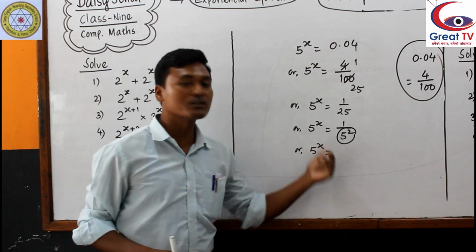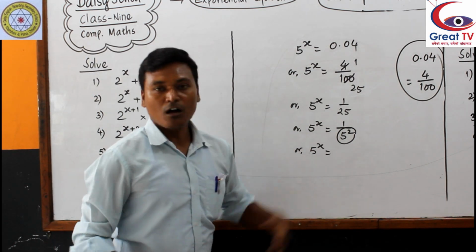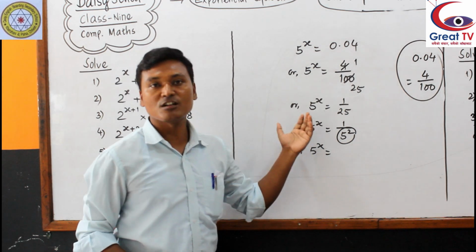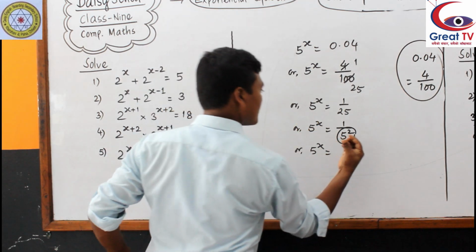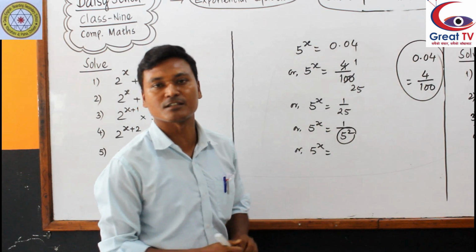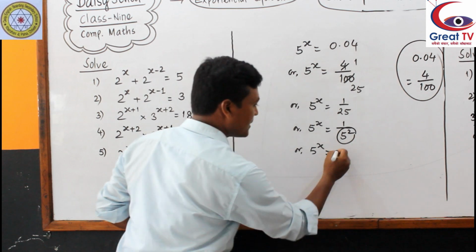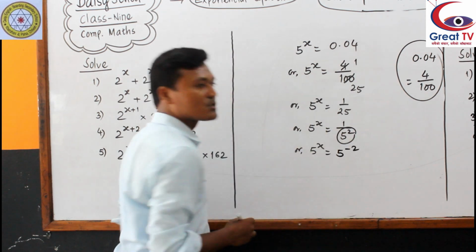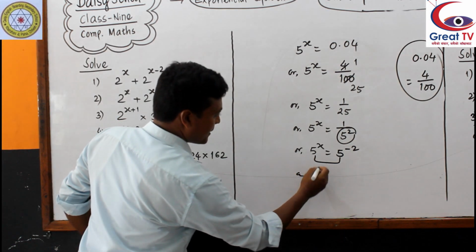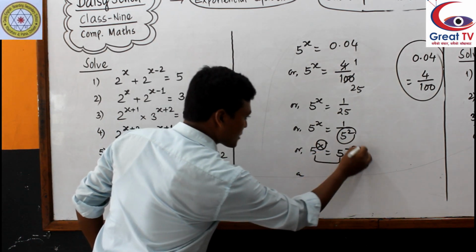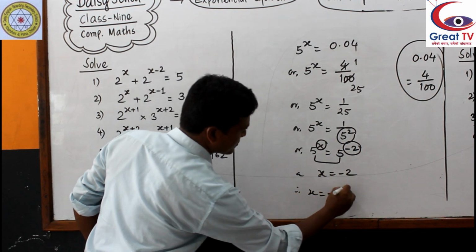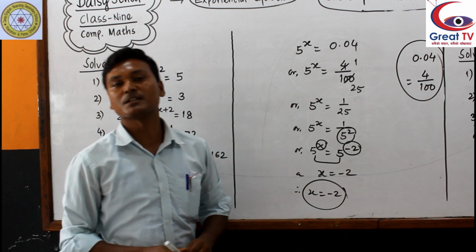You know very well how to use the law of negative index. While reading the law of negative index, we have already talked about the concept: when we take any term from down to up, the sign of the power changes. So when 5 squared is taken up, it is 5 to the power minus 2. Then the bases became same. Then the powers are equal, that is x equals minus 2. Therefore x equals minus 2 is the answer of this problem.